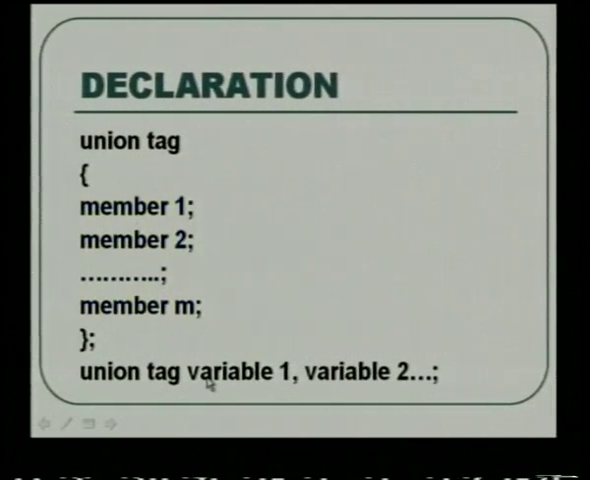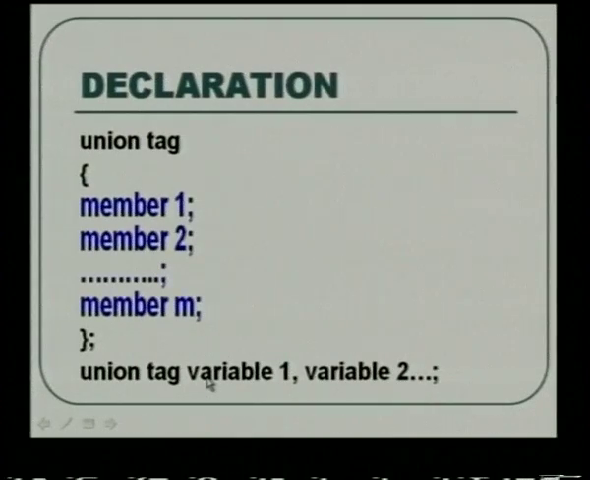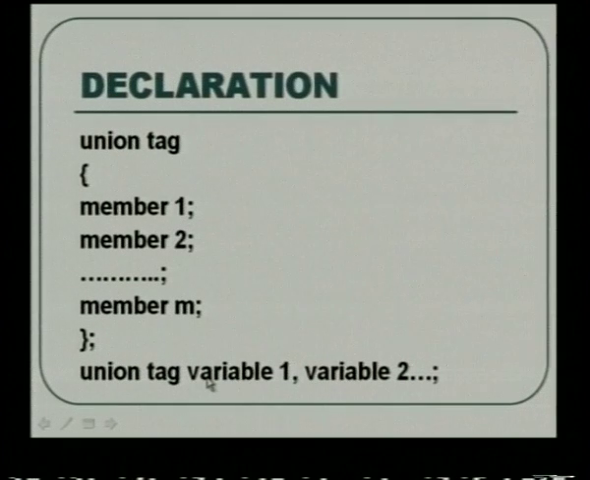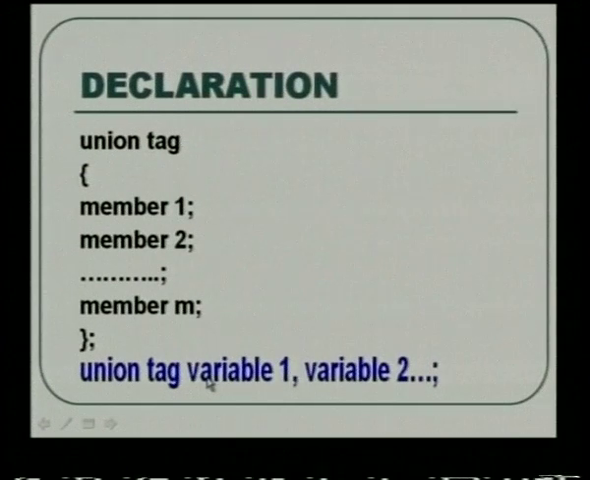So, here there are around m members. You can have any number of members, you can have different variables of different data types. The only point to be noted is they should be enclosed between the braces and terminated with a semicolon. And then you have the declaration of the variables. Again the keyword union, the tag and how many ever variables you want. So, the same declaration as that for a structure, the only difference is the use of the keyword union.